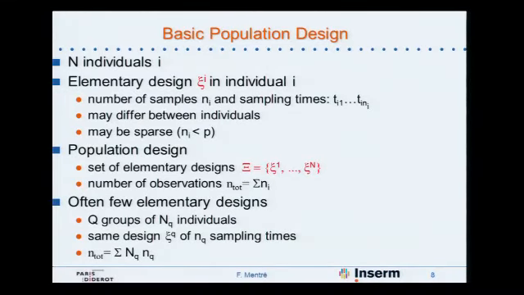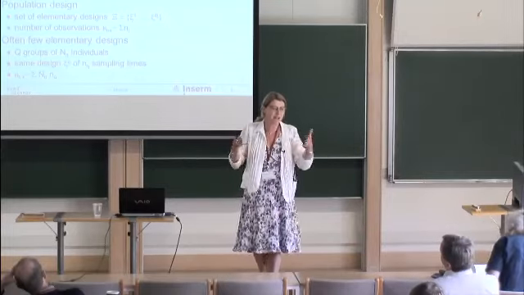Often, at the design stage, we will not design one elementary design per patient, but we will assume that we have a few elementary designs, so there are q groups of n_q individuals, and all the individuals in the same group will have the same sampling times. We have to define how many groups, how many individuals per group, and the design. And almost always in drug companies, what they like is to have only one elementary design to be performed in all patients, because that's easiest, and then you have a balanced design and everything.